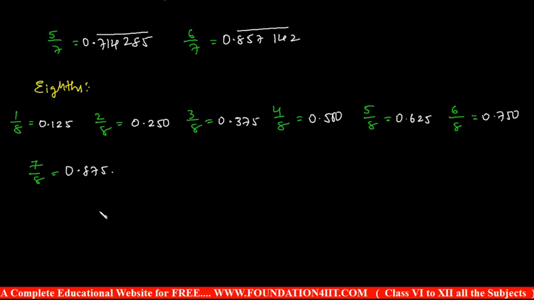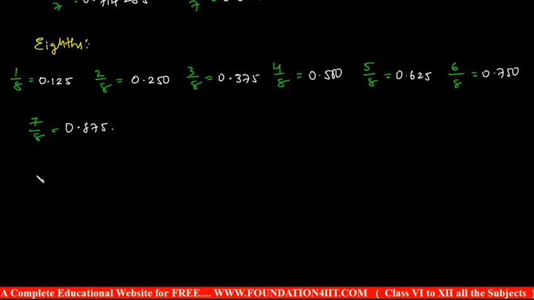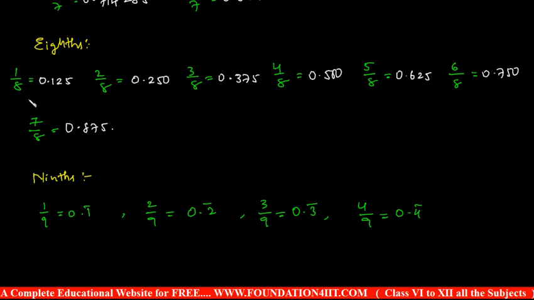And 9ths and 10ths are simple. If you notice the 9s, we can get them directly for any number. So 1 over 9 is 0.1 bar, just simple. So 2 by 9 is 0.2 bar, because it repeats 0.222 and so on. And 3 by 9 is 0.3 bar. 4 by 9 is equal to 0.4 bar. Okay, same as this.